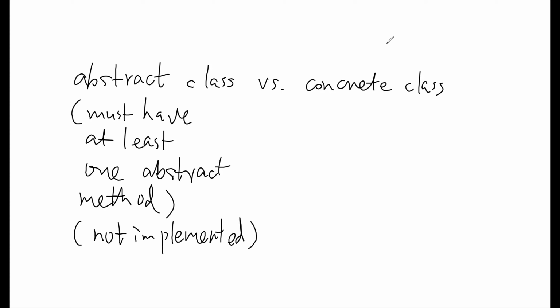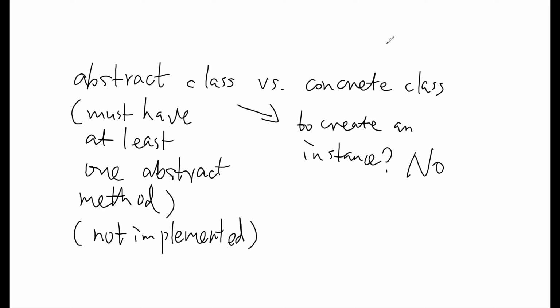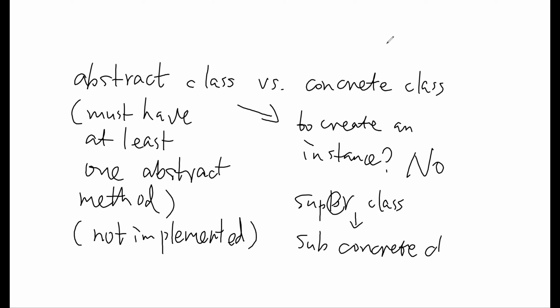Then the question: can we use the abstract class to create an instance? No, very good, the answer is no. Then why do we use abstract class? An abstract class can be declared as a superclass, and then you can create a subclass, a concrete class, from the abstract class.